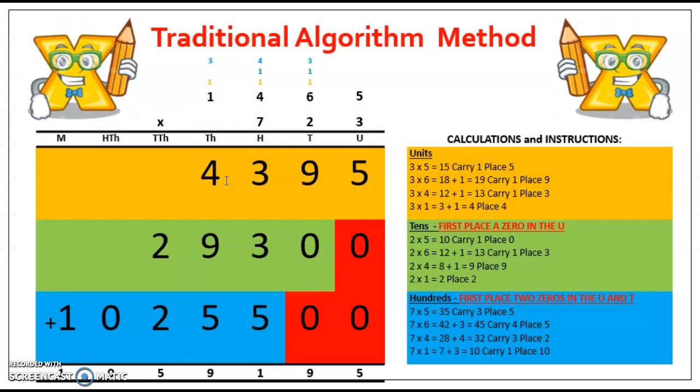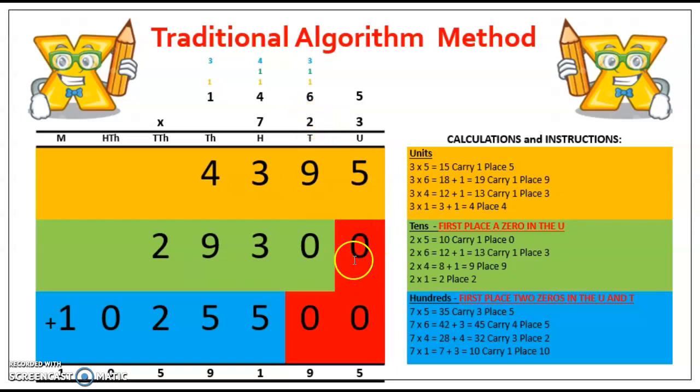We get 4,395. We are now going to move on to the tens. Because we're multiplying out the tens, our answer in the green needs to be a multiple of 10. And for that to happen, we absolutely have to put a 0 in the unit place. It doesn't matter what the sum is, you put a 0 in there if you are multiplying our tens there.